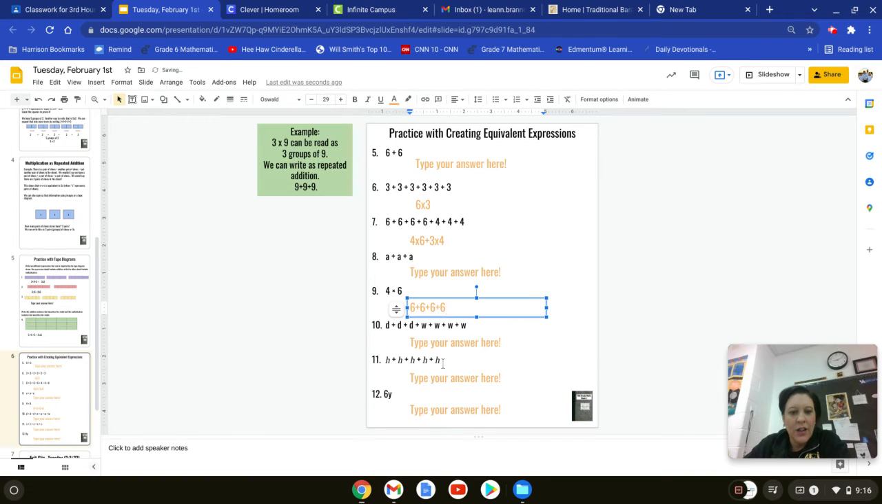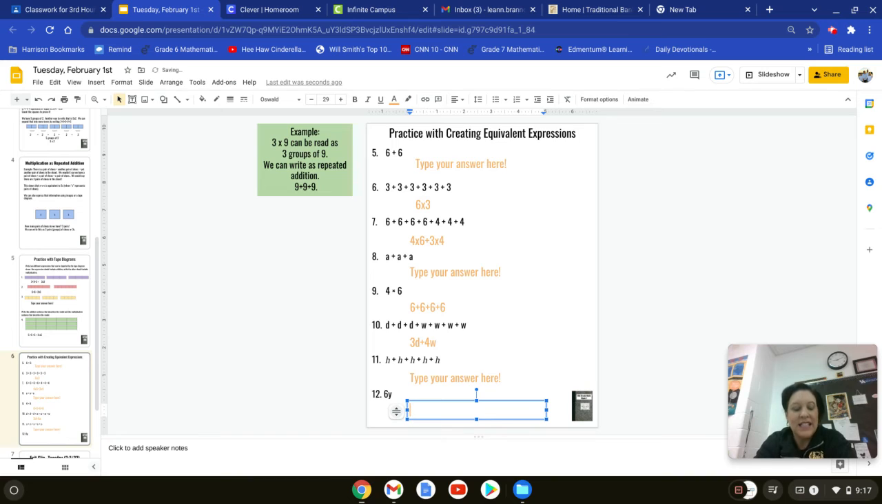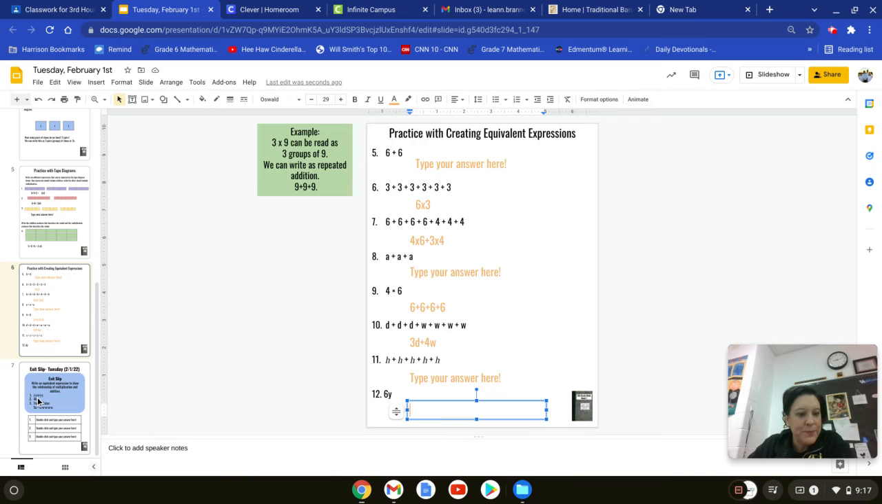Then down here, you have your repeated, just like you would do something like here. How many D's do you have? How many W's do you have? And write that as multiplication and addition. So what I mean by that is you have 3 groups of D, so that's 3D, plus you have 4 groups of W, or 4W. That means 3 times D plus 4 times W. Then on this one where it says 6Y, that means you have 6 groups of Y. How would you write that as addition? This one is addition. How would you write that as multiplication? So you just swap the order.